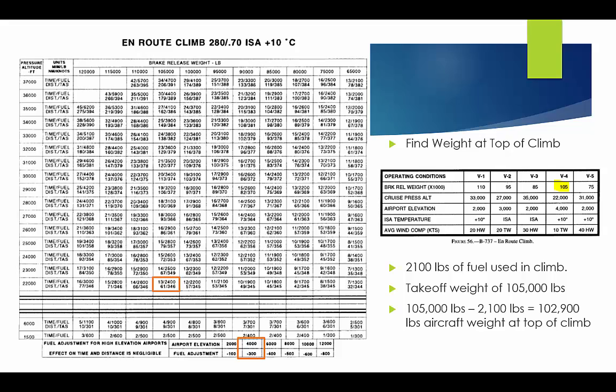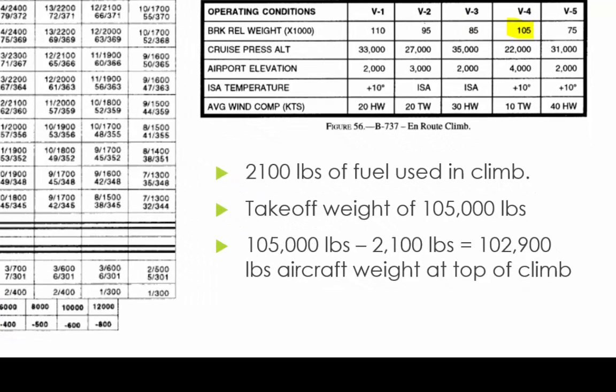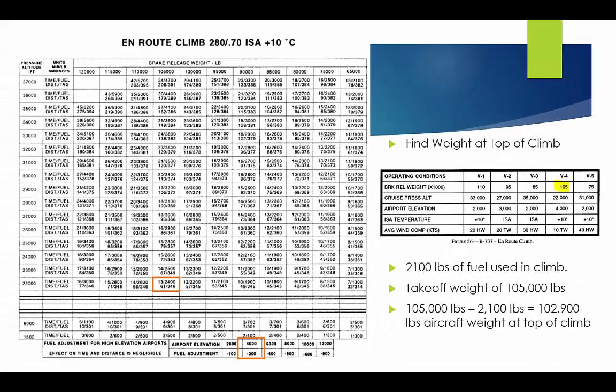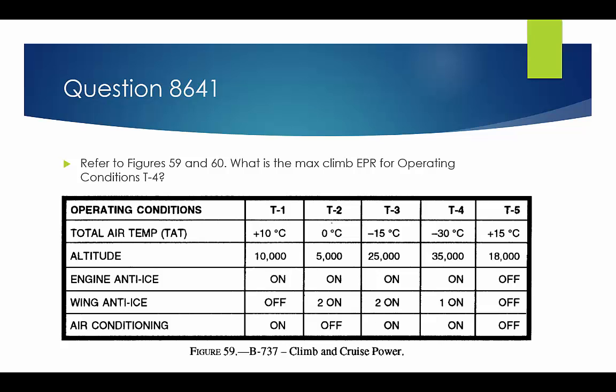So our takeoff weight was 105,000 pounds. We subtract 2,100 pounds and we get an aircraft weight of 102,900 pounds at the top of climb. Again, reading those notes at the bottom and taking a good large overview of the chart, looking at the airport elevation and those notes, that's critical to getting these questions right. It's not hard math. It's can you read, can you understand what is going on in the chart?